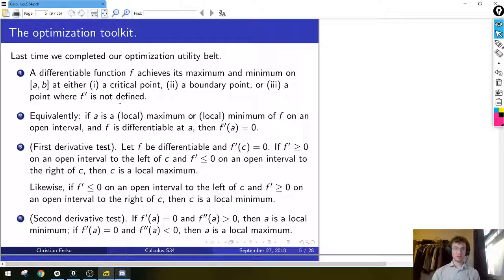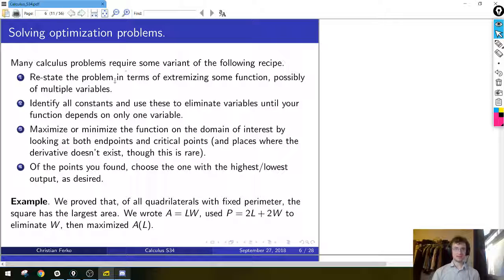You just write down a function, look at critical points, the endpoints of an interval, and places where the derivative is undefined, and pick the max and min, the largest and smallest outputs. So we've done that many times now. I gave this sort of cookbook for when you're given a context-rich problem, like a problem with a diagram that's not obviously related to a calculus problem.